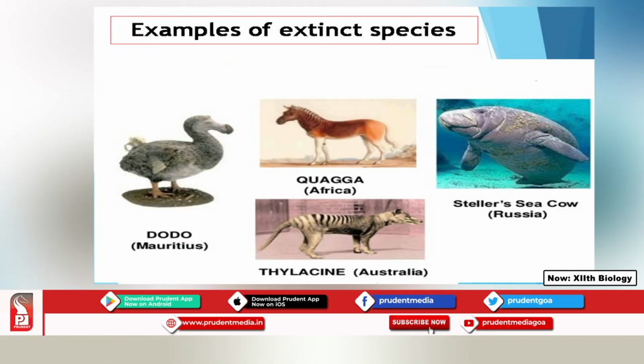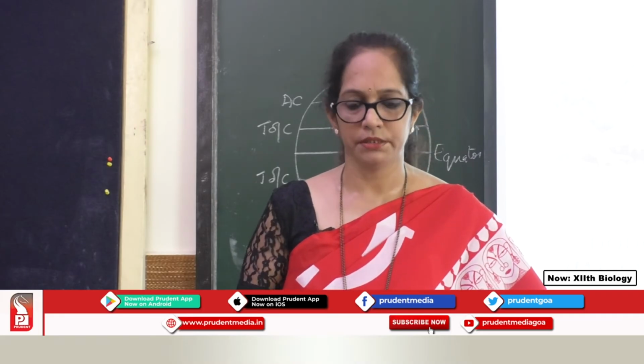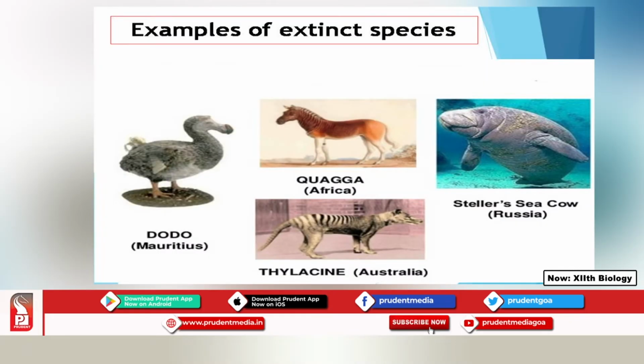Now these are a few examples of what is mentioned in your textbook. I am restricting myself because biodiversity is such a chapter that we can give n number of examples, but I have to restrict myself only to the topics mentioned in the chapter. So these are examples mentioned in your textbook: the dodo bird, the quagga, the Steller's sea cow. The Steller's sea cow was a very huge animal which was just lying on the islands.